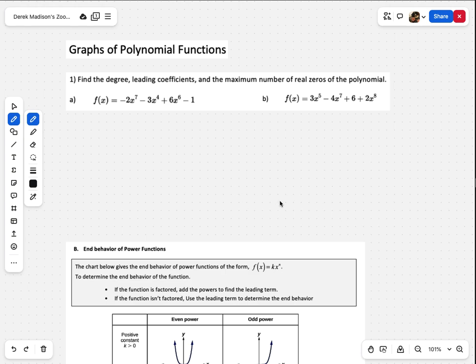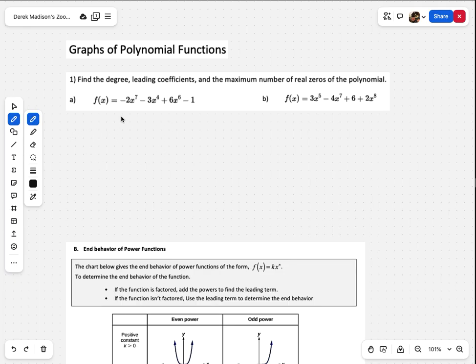Hey all, so in this video we're going to look at graphs of polynomials. There's a fair bit of stuff to learn before you actually graph them in terms of the behavior, but once you have that down, the graphing actually ends up being fairly easy. Getting good at this section will also help with the section later in the quarter, so it's kind of a two-for-one here.